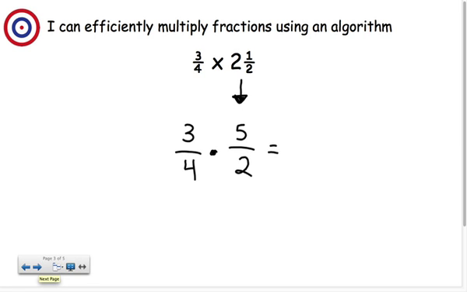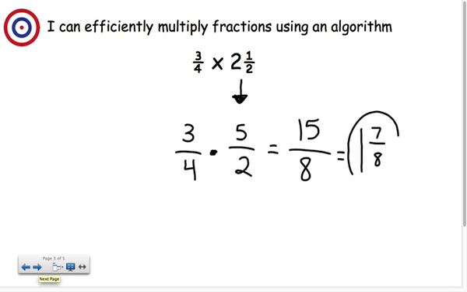So 3 times 5 is 15. And 4 times 2 is 8. Now this is an improper fraction, so I'm going to go ahead and convert it into a mixed number, and that would make it 1 and 7/8. So my final answer of 3/4 times 2.5 is 1 and 7/8.